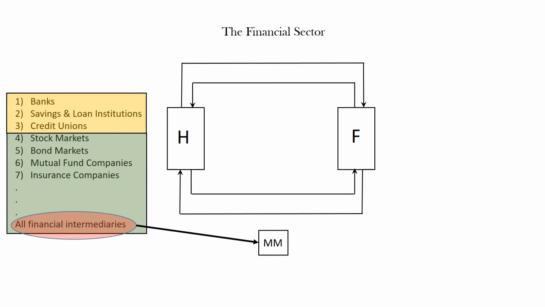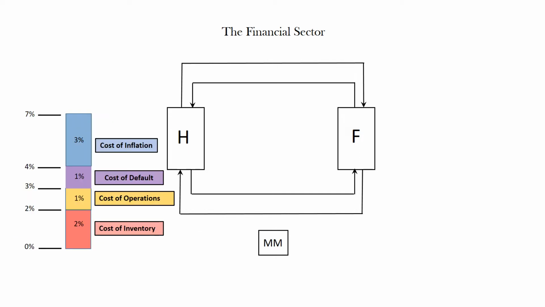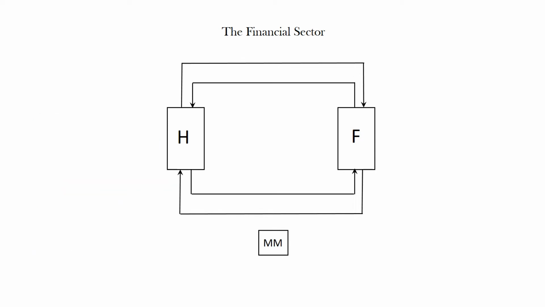But whether they are depository institutions or non-depository institutions, the money market, which is the financial sector of the economy, includes all financial intermediaries. In the second video of this series, we saw that there are 4 factors that affect the interest rate that a depository institution will charge a borrower. So now, let's hook up the money market to the rest of the circular flow model.